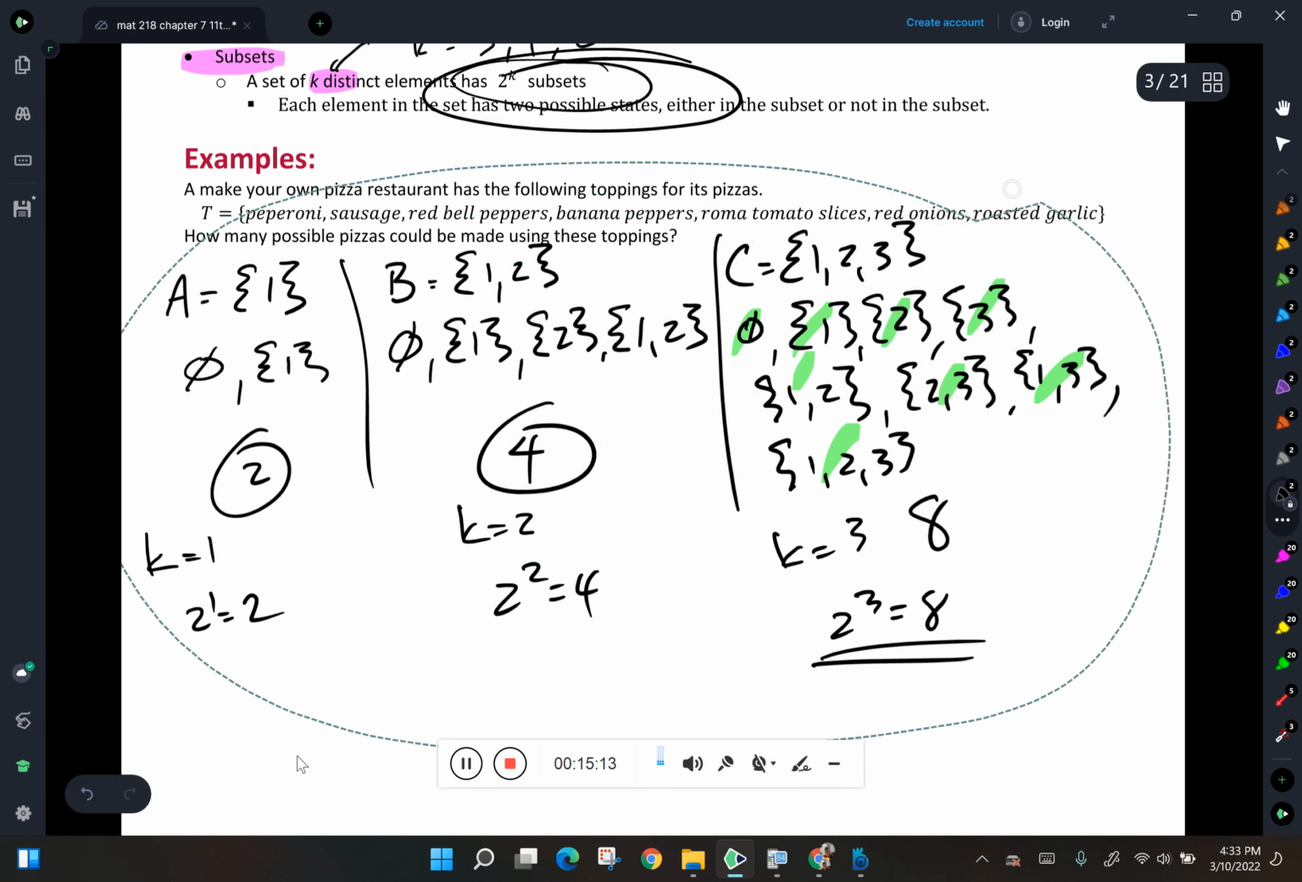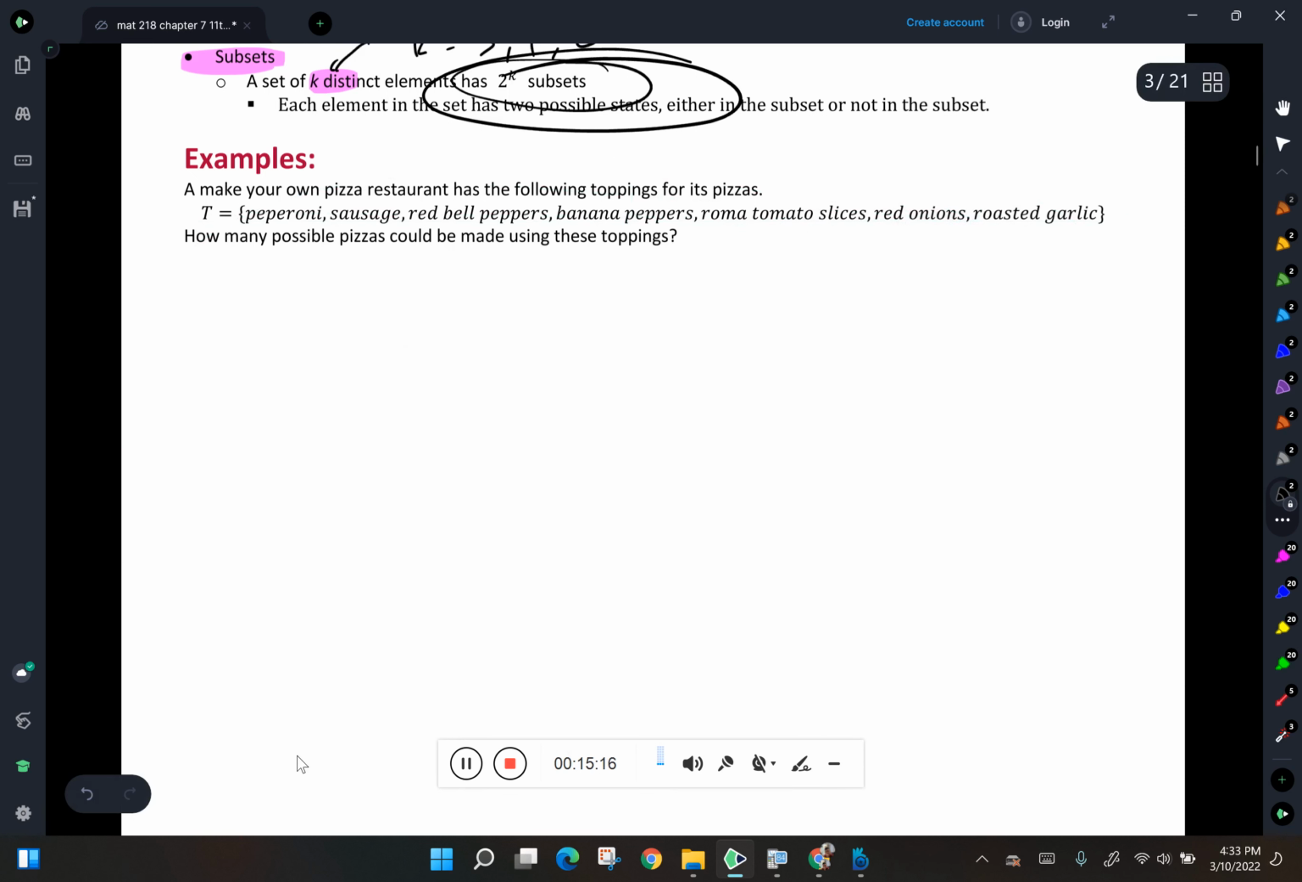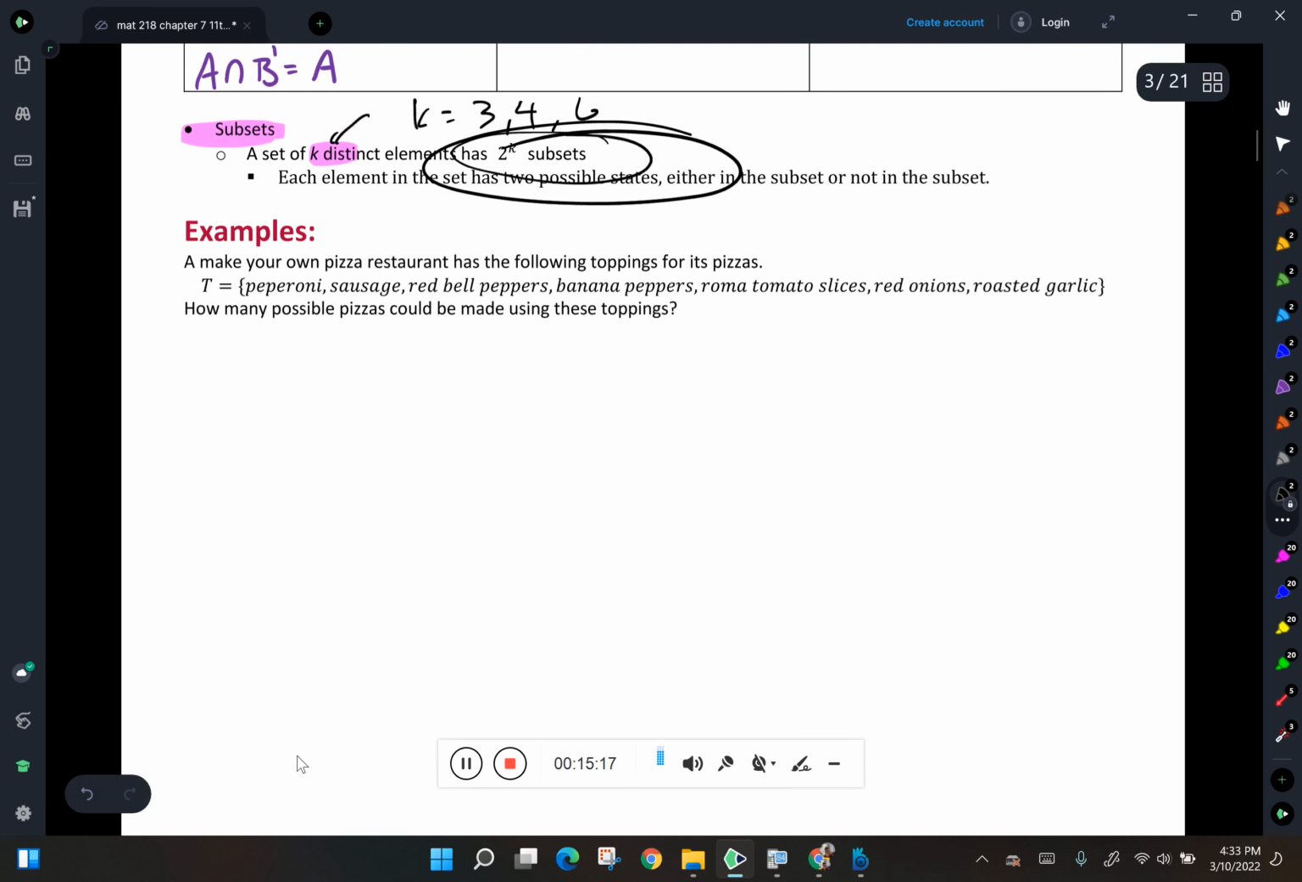Let's take a look at our example here. A make-your-own pizza restaurant has the following toppings for pizza. You can say the set T contains pepperoni, sausage, red bell peppers, banana peppers, Roma tomato slices, red onions, and roasted garlic. And those are the toppings that you can choose from. How many possible pizzas could be made using these toppings?